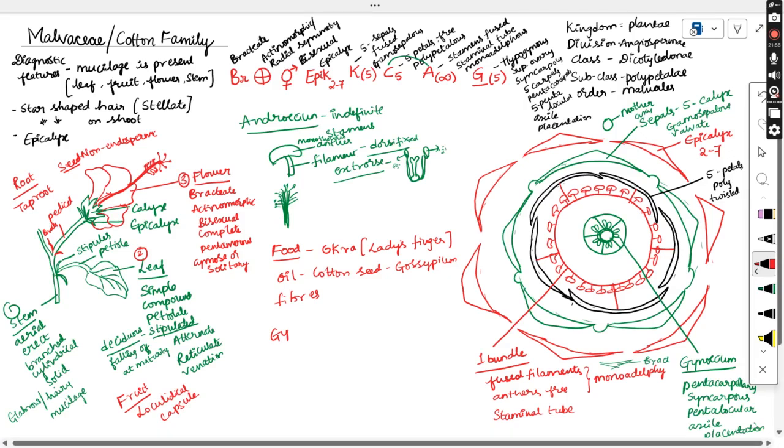If you want to mention the gynoecium, there is another feature for it. These are pentacarpellary, as we mentioned. Whatever the stigma is, that will be exposed out, and the style and ovary will be covered by the staminal tube.